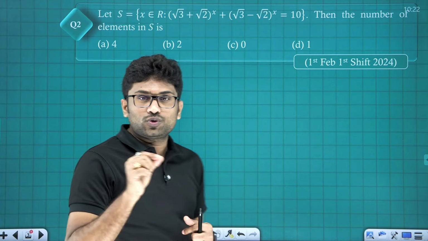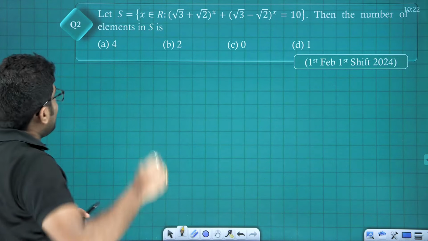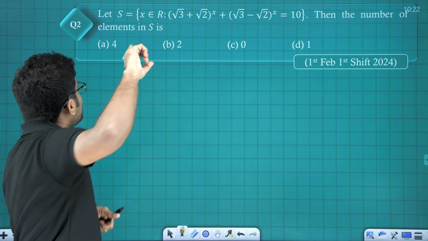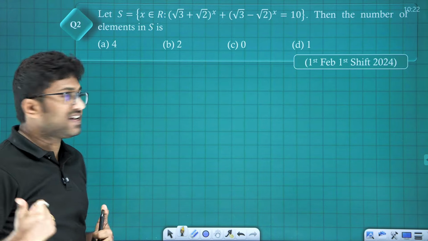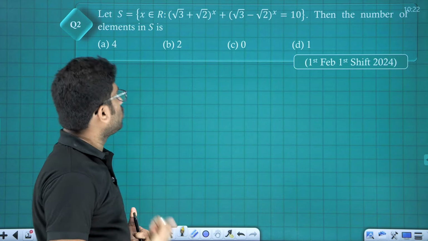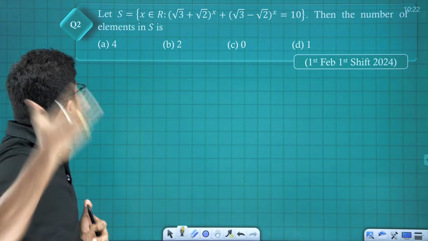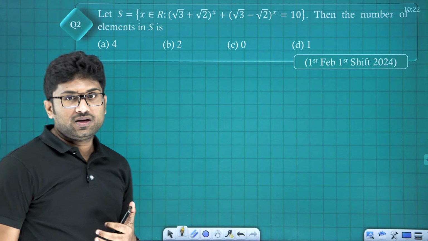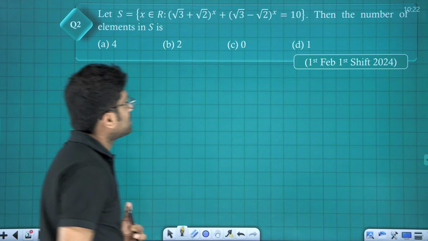So this is also from 2020-24. Let S be the set of X such that X is a real number and (root 3 plus root 2) to the power X plus (root 3 minus root 2) to the power X is equal to 10. Then find the number of elements in S.